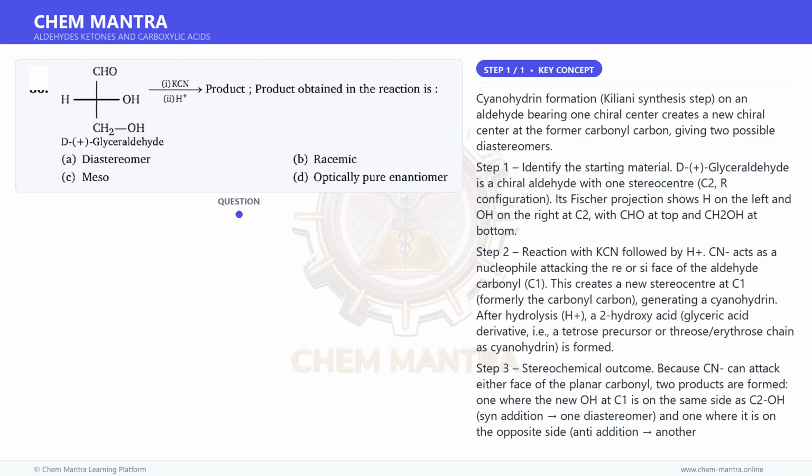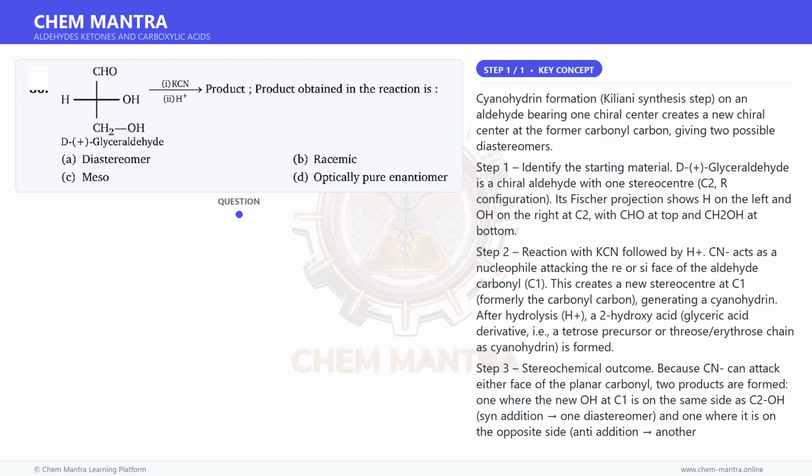Step 4. Why not the other options? Racemic. A racemic mixture consists of equal amounts of enantiomers. The two products here are not enantiomers because C2 has the same absolute configuration in both, they differ only at C1. So the mixture is diastereomeric, not racemic.